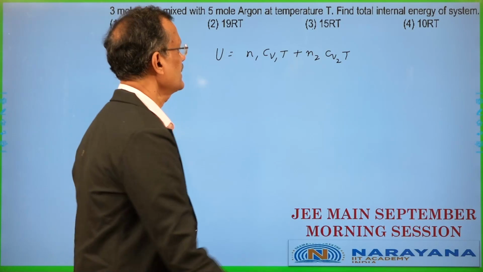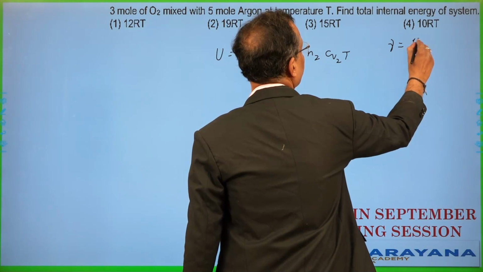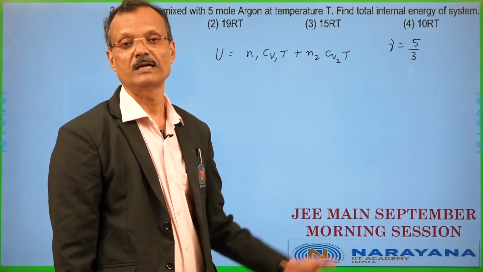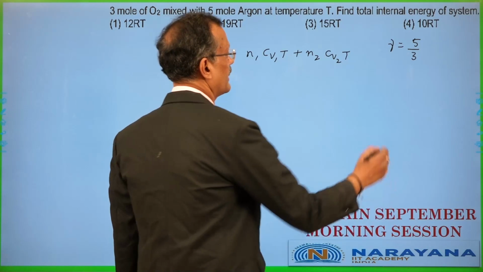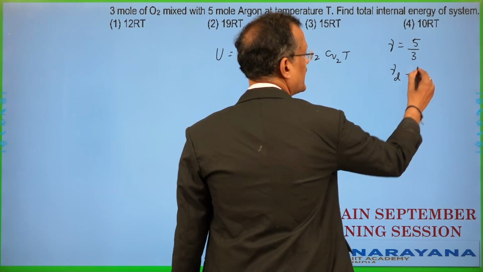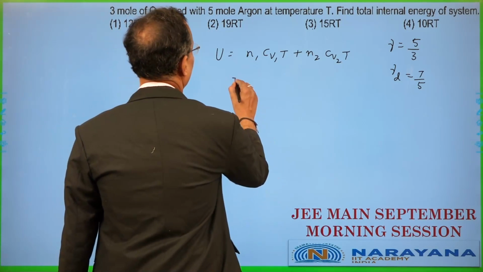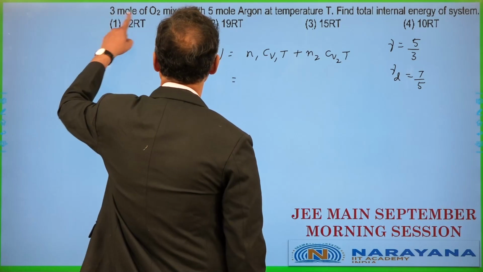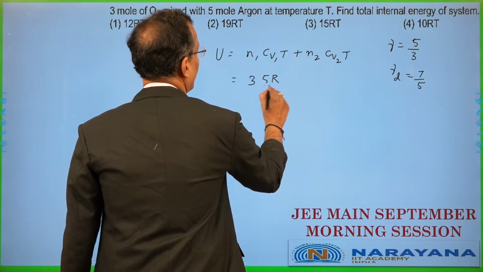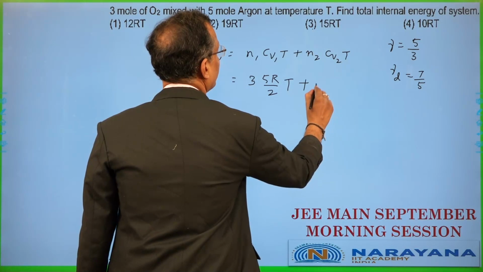For monoatomic, gamma is 5 by 3, Cp 5R by 2, Cv 3R by 2. Diatomic, gamma 7 by 5, Cp 7R by 2, Cv 5R by 2. Let us check here. N1, 3 mole of oxygen, Cv 5R by 2 T. N2, 5 mole.